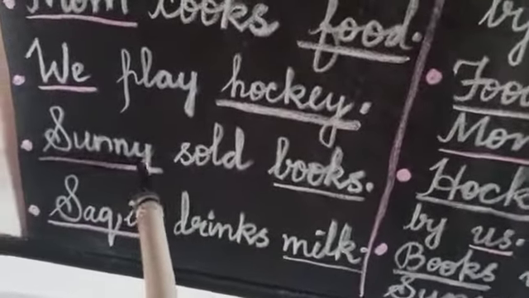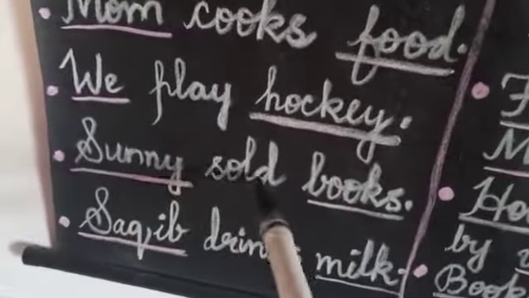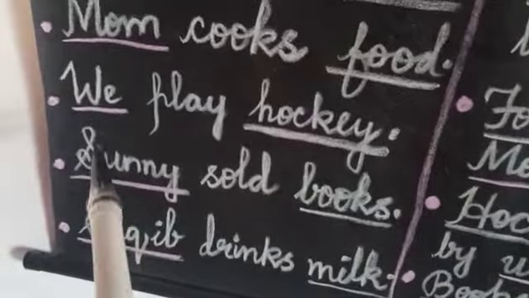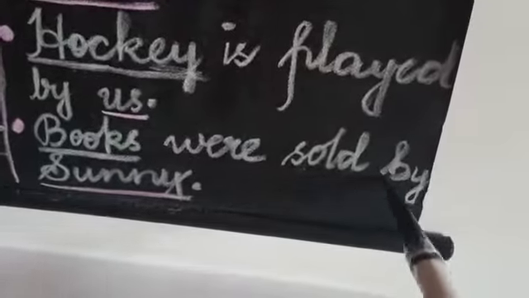Here in this sentence you can see the subject is the doer of this action. So we can say that Sunny sold books. This sentence is in active voice. Now you see, books were sold by Sunny.